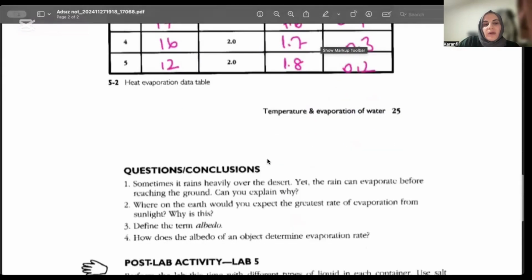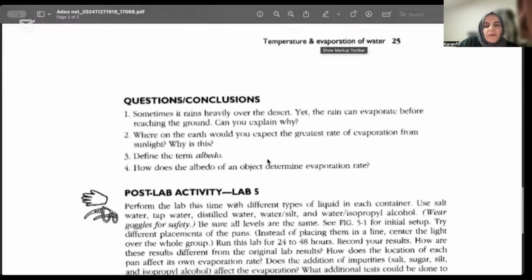And then I talk about the experiment questions. First question, sometimes it rains heavily over the desert, yet the rain can evaporate before reaching the ground. Can you explain why? In the desert, the air is typically very hot and dry with low humidity. When rain falls, it passes through this hot, dry air, causing it to evaporate before it can reach the ground.